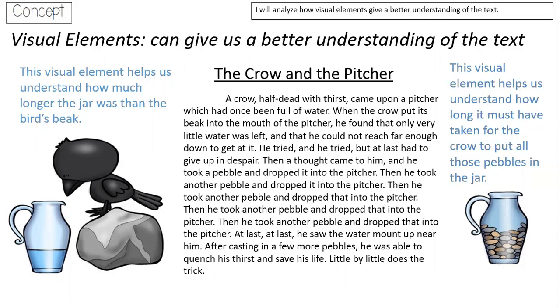So now you can look at the visual elements, the pictures, and you can see that this visual element helps us understand how much longer the jar was than the bird's beak. So you can see that the jar was a lot longer than the beak. And then this visual element helps us understand how long it must have taken for the crow to put all those pebbles in the jar to make the water go up so he could finally get it.